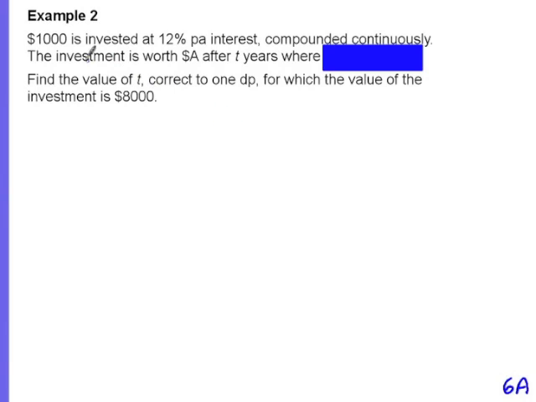In this second example, we're investing $1,000 at 12% interest, and we're told that we're compounding continuously, which is the clue here that this function is going to involve e. Now, to work out the amount after t years, we know that 1,000 is our initial investment, and then it's 12% per annum interest, so 0.12 t, where t is the time in years.